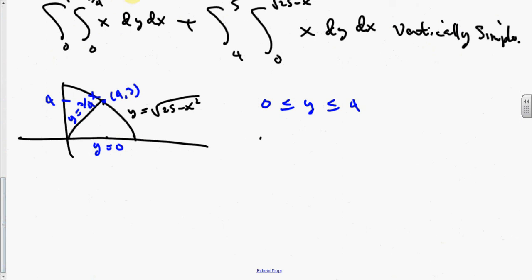But you got to watch how you write that based on Fubini's. So for the below function, just take the inverse. This becomes 4/3 y is less than or equal to x is less than or equal to the square root of 25 minus y squared. You see that?